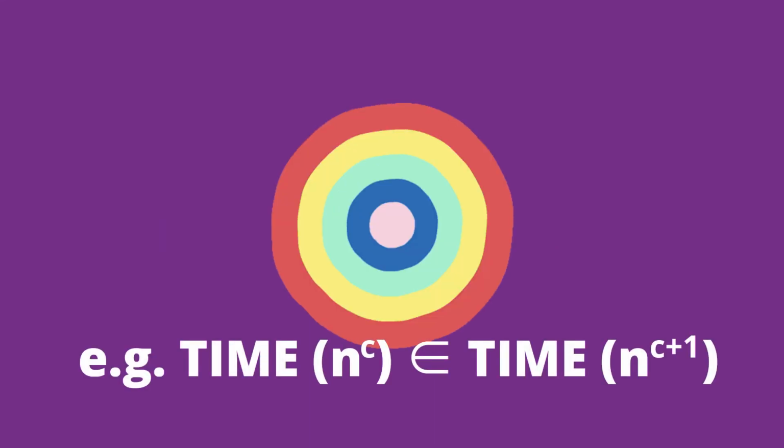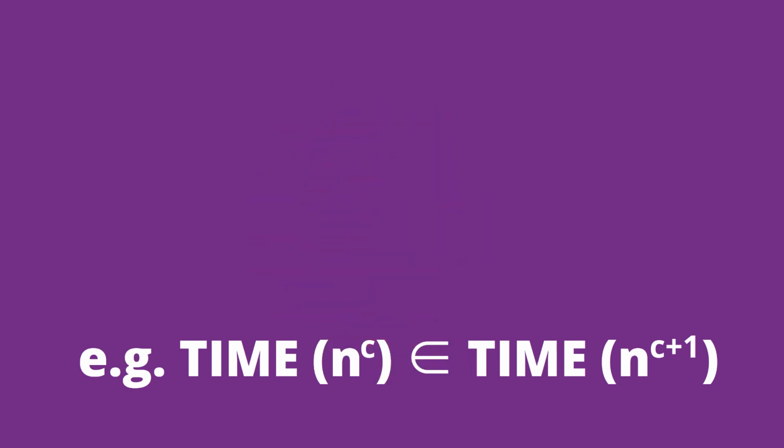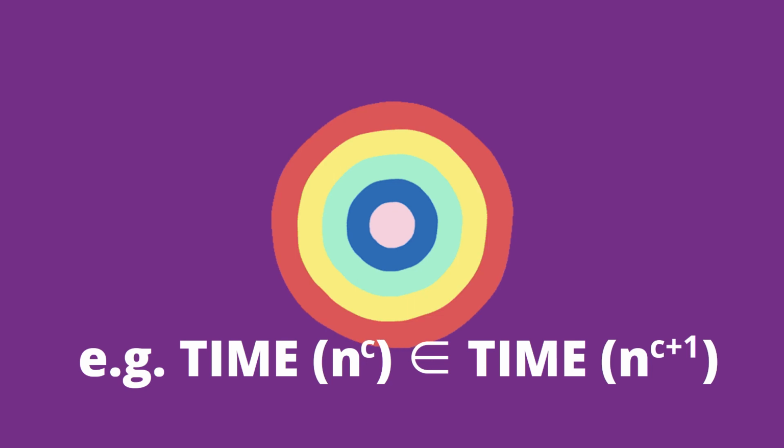Observe that there is an infinite hierarchy of time classes, each class contained within a bigger one. For every time class, there is another time class larger than it, which contains it.